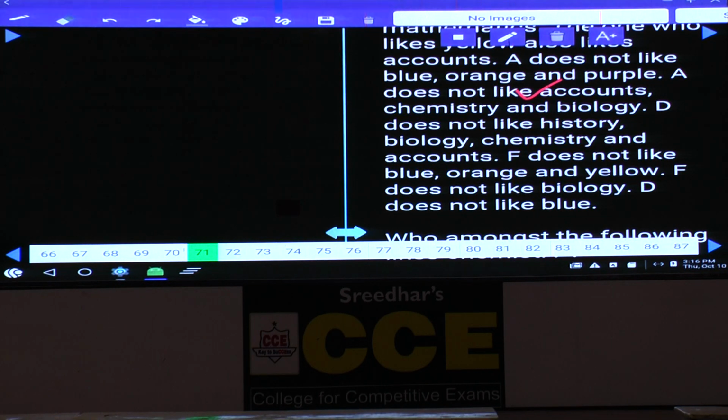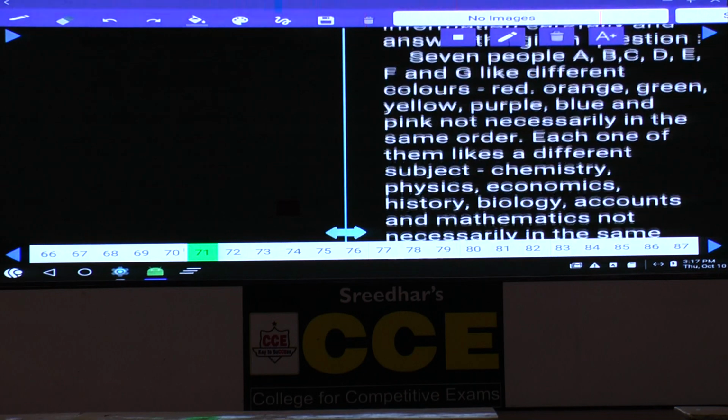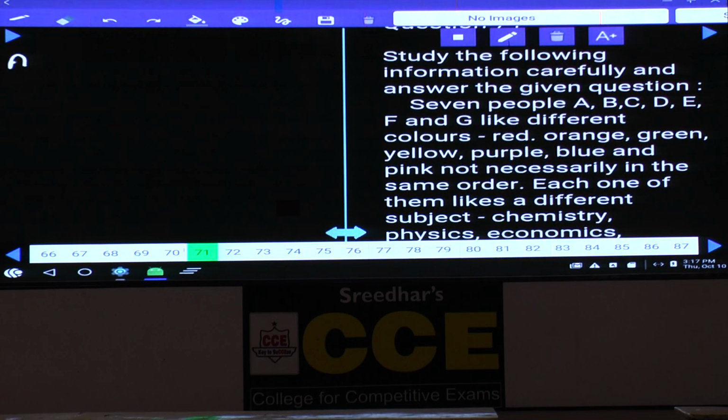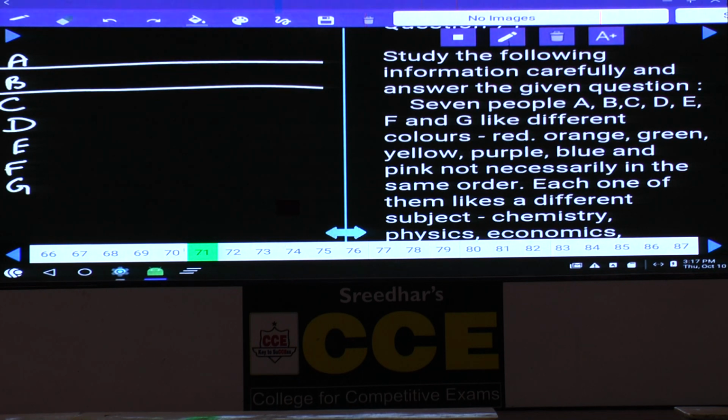Then questions 71 to 74. How many people are there? There are 7 people, A through G, who like 7 different colors, and each one of them likes a different subject as well. The subjects were also clearly given. As persons and subjects were given, it comes under the 2 parameter distribution category. Now we need to fix the persons first: A, B, C, D, E, F and G are the 7 persons, who like 7 different colors and 7 different subjects.